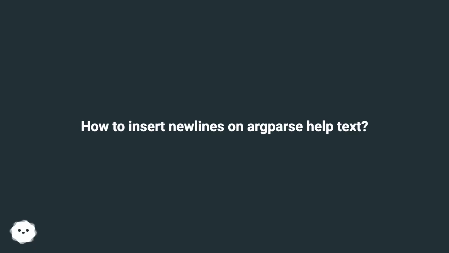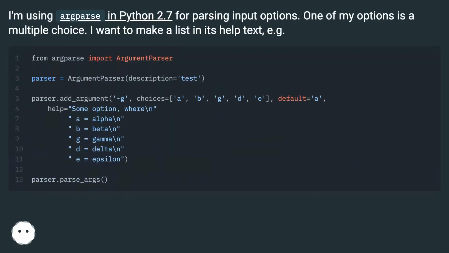How to insert newlines in Argparse help text. I'm using Argparse in Python 2.7 for parsing input options. One of my options is a multiple choice. I want to make a list in its help text, for example.